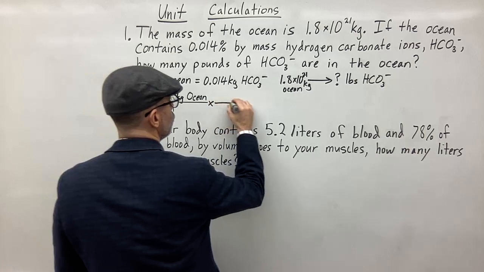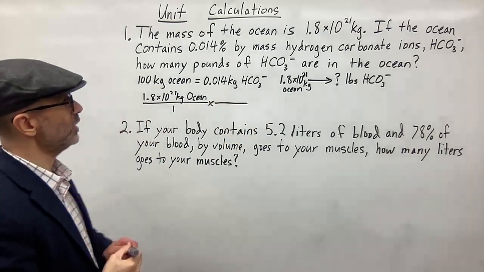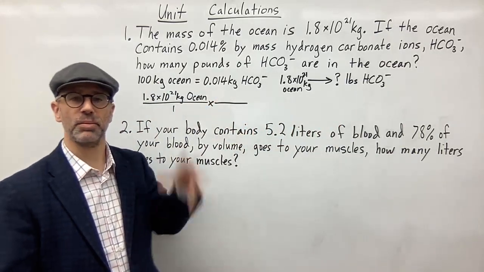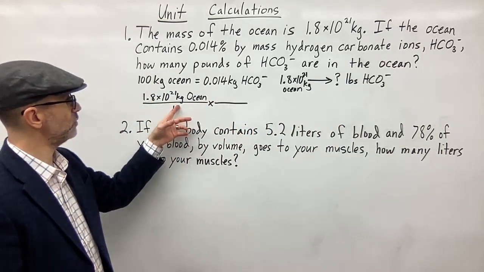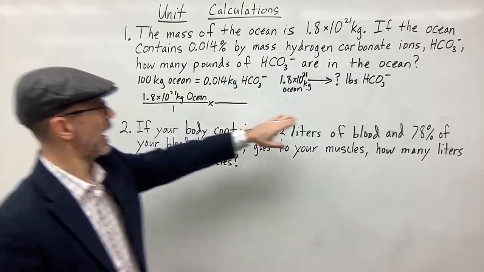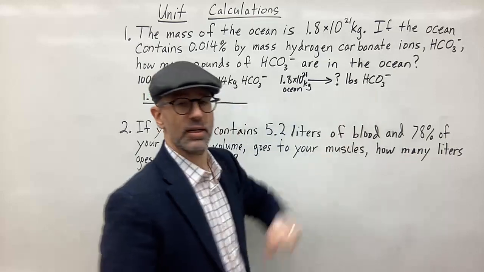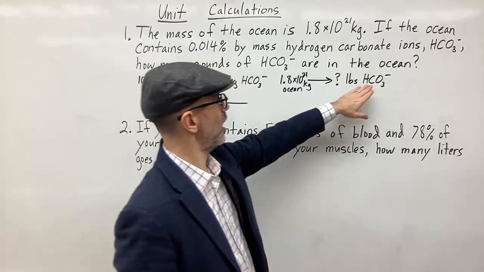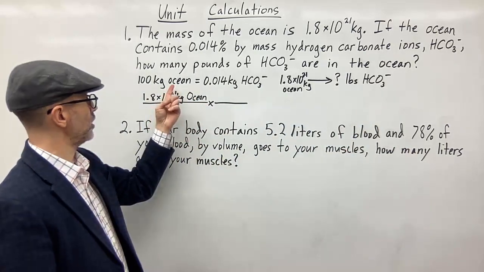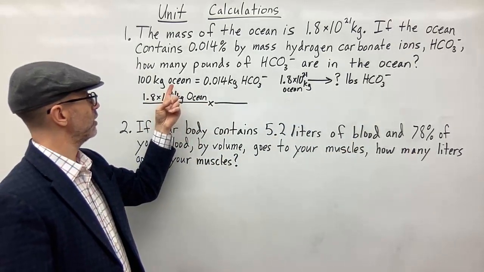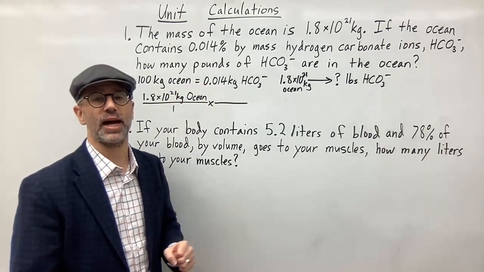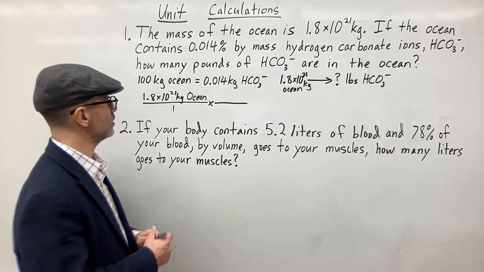And then I'm going to use conversion factors to convert until I get pounds on top. Once I get pounds on top, I'm done. So I need to go from kilograms of ocean to pounds. I need to get to hydrogen carbonate ion. Well, I have a relationship here between kilograms of ocean and kilograms of hydrogen carbonate ions. So I'm going to use that first.